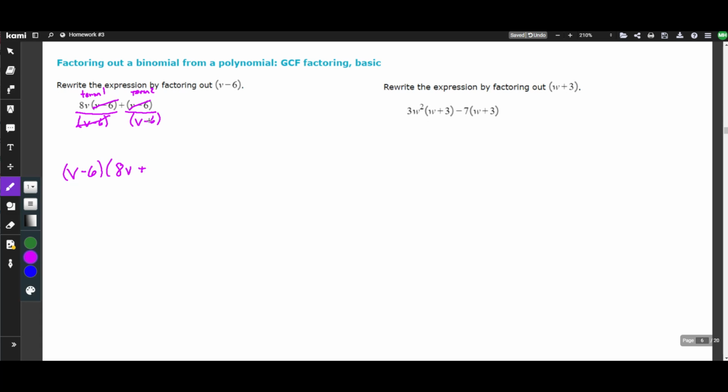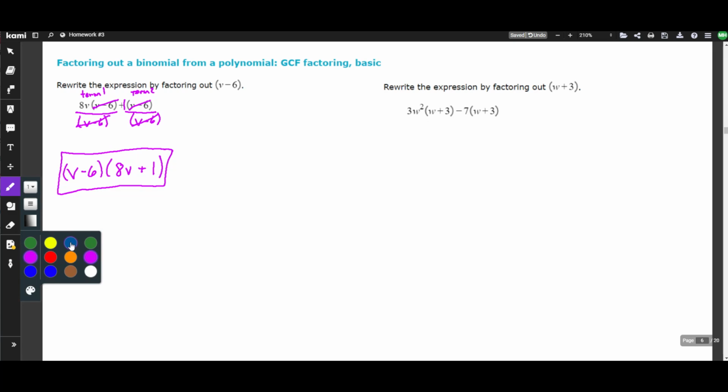Now, the v minus 6's both cancel out, but remember, we have that coefficient that is hidden, that 1 that is sitting there, so I do still need to have a plus, and it's something. It's that 1. So that is completely factored. I have gotten it from two terms now down to one term because they are multiplied together.